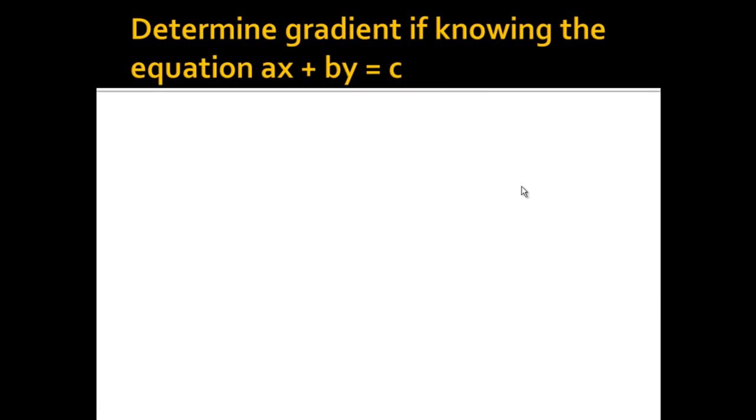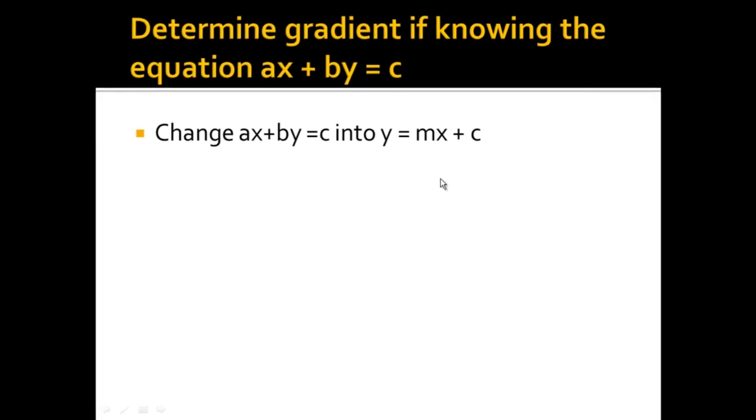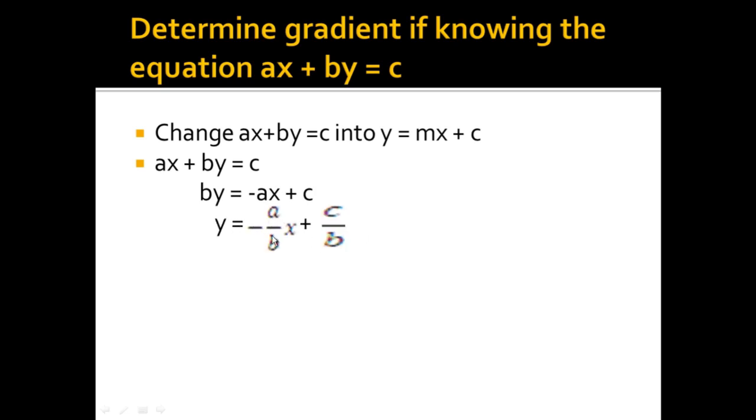How about if we know the ax plus by equals c, what is the gradient? So we can determine the gradient by changing ax plus by equals c into y equals mx plus c. So the gradient is negative a over b.